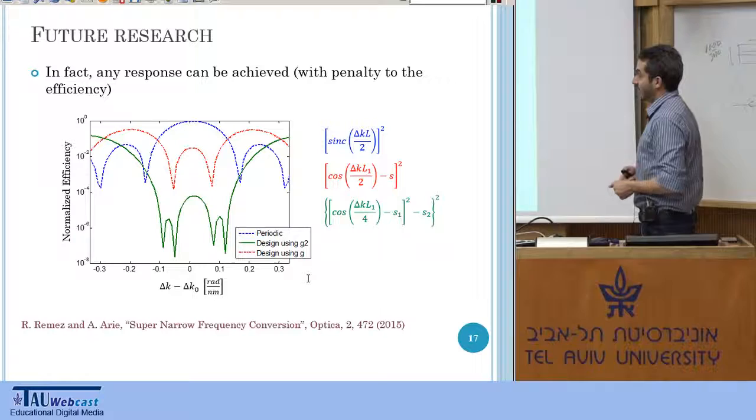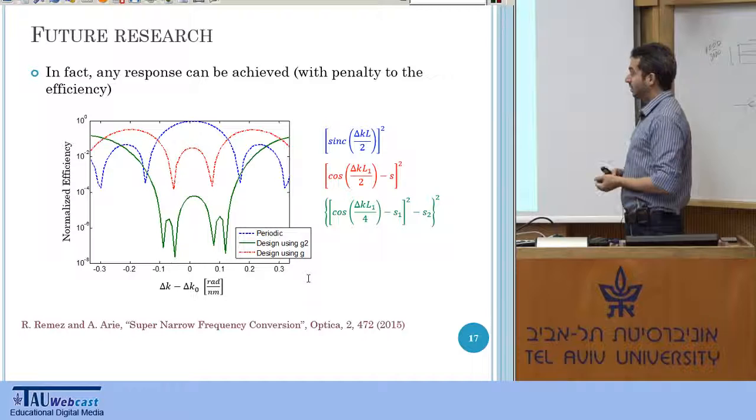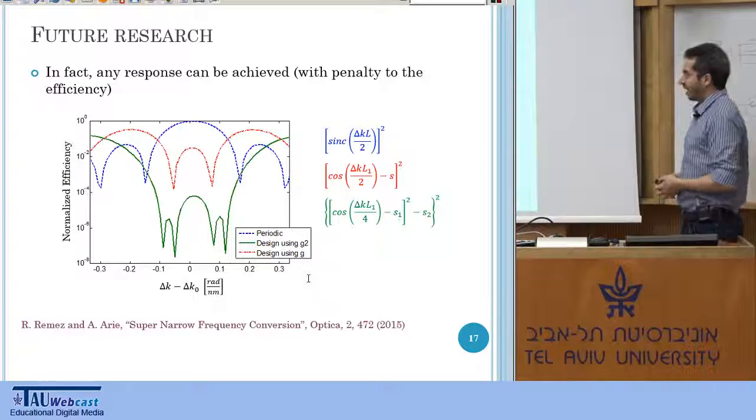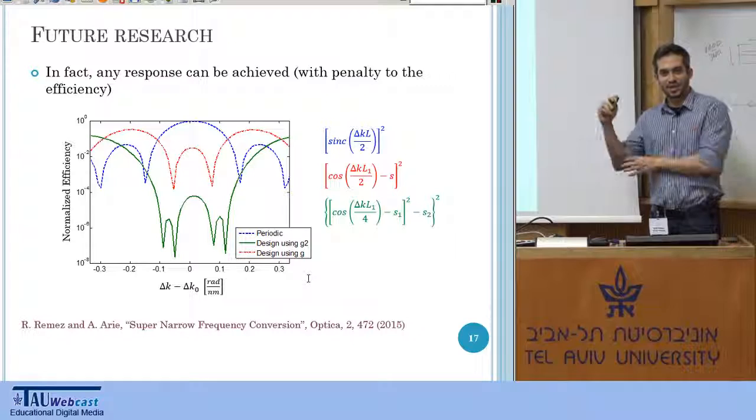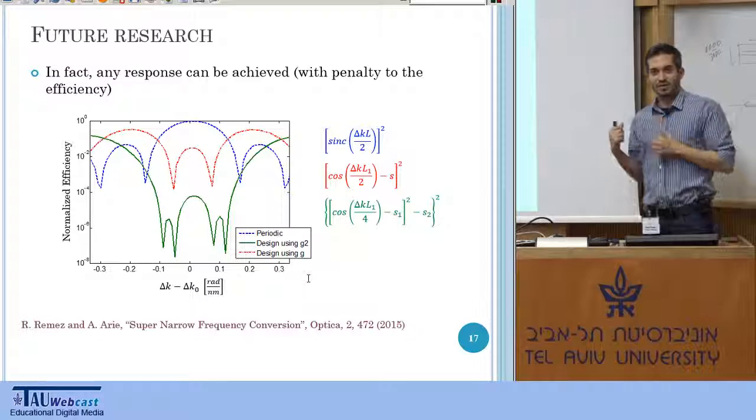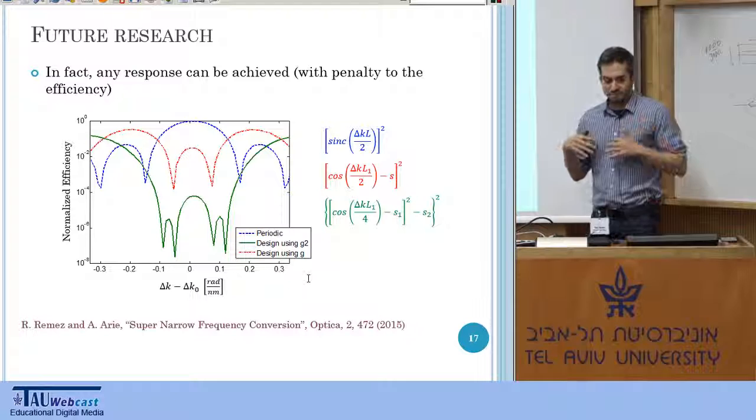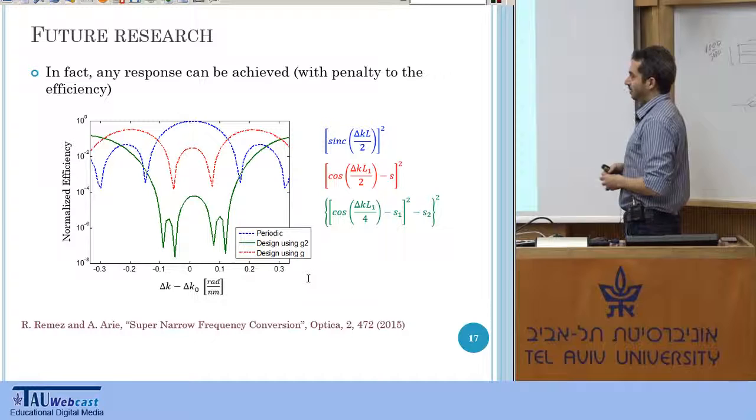And this is relatively preliminary, because what we can do is use higher order super oscillations and basically achieve whatever response that we like. Of course, the penalty would be on the amplitude, like in the case of Beethoven's Ninth Symphony. Also here, as we add more super oscillations to the function, the intensity decreases quite significantly.